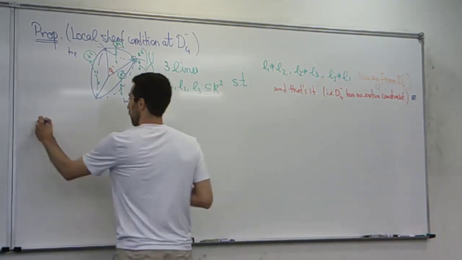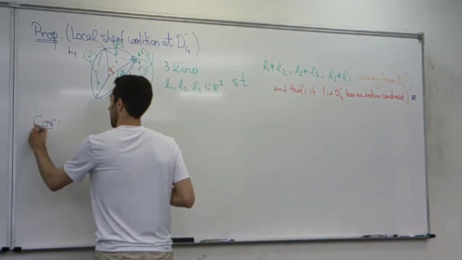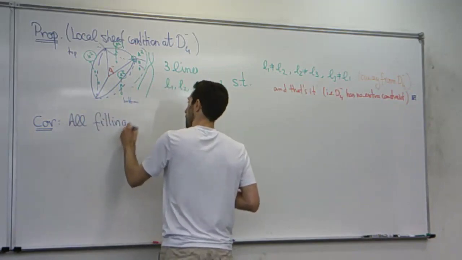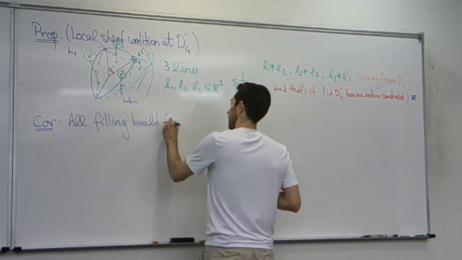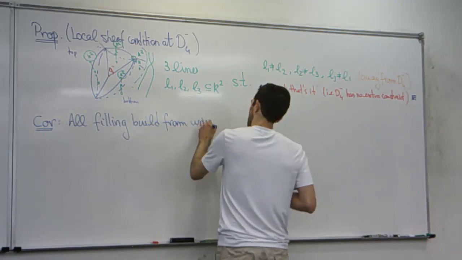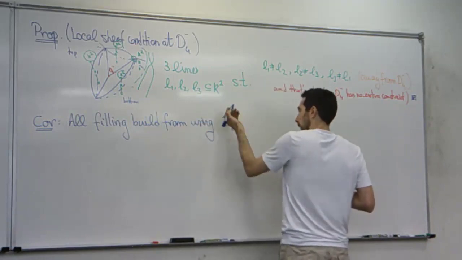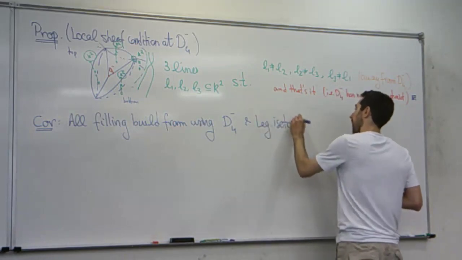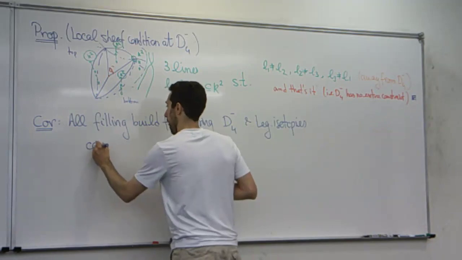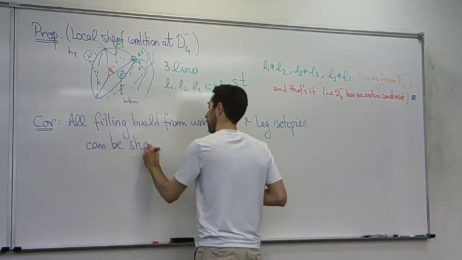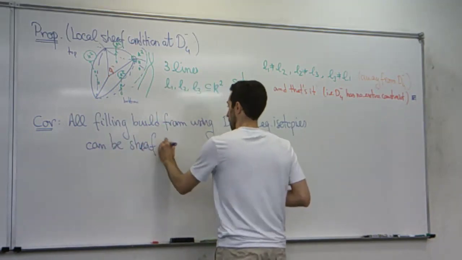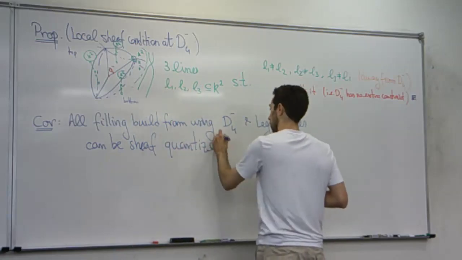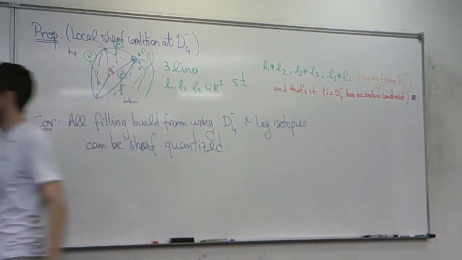So therefore, a corollary of this condition is all fillings built from using D4 minus singularities and Legendrian isotopies in between can be quantized, or sheaf quantized, and not just that, it's very explicit. Sheaf quantized, and the problem still is a problem about lines and planes, and so on and so forth. So let's make this explicit in this application.